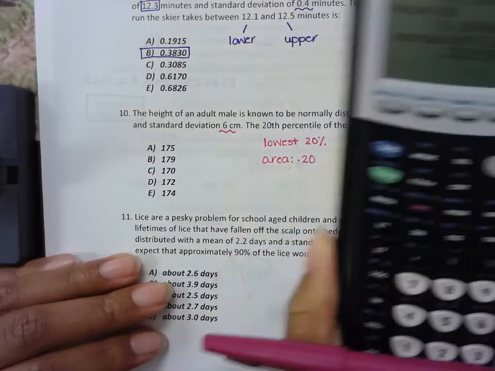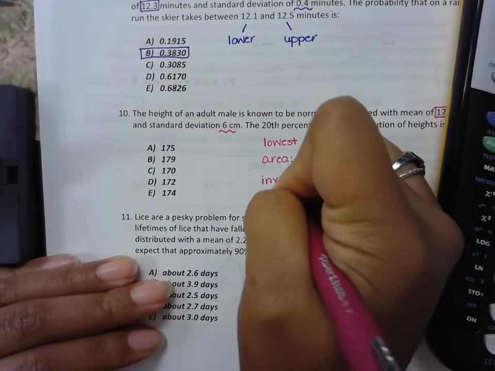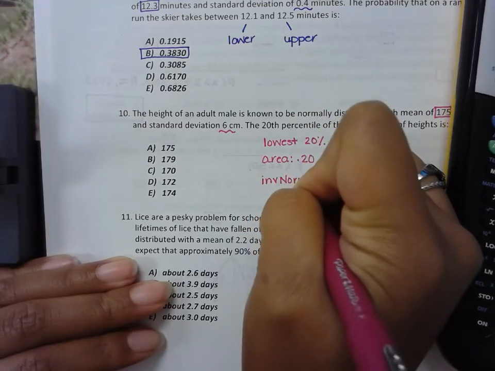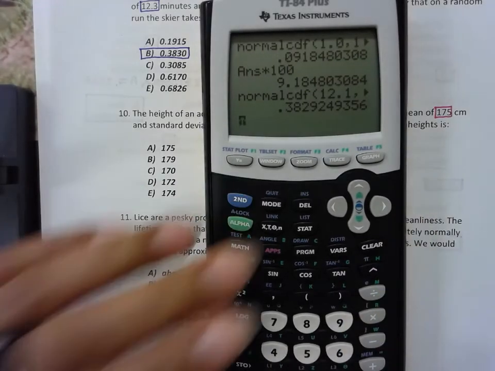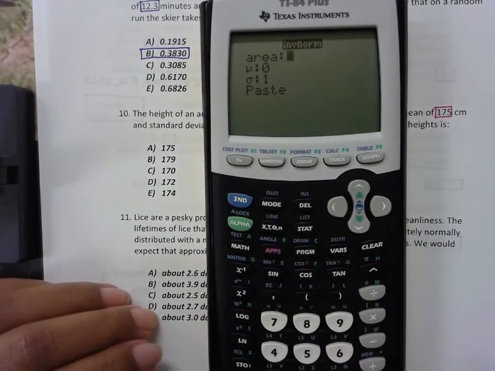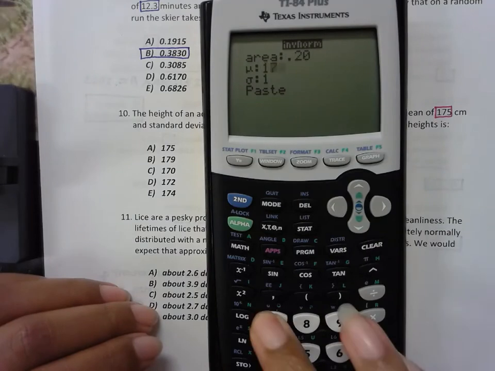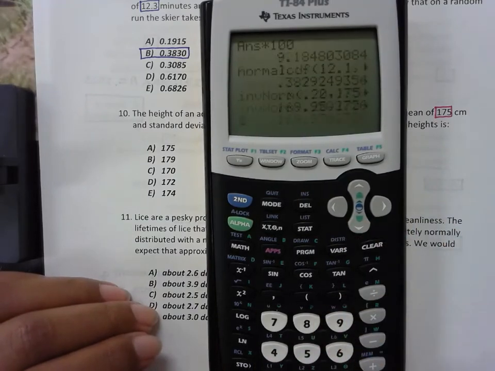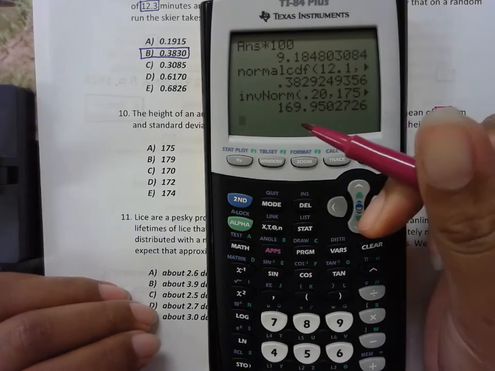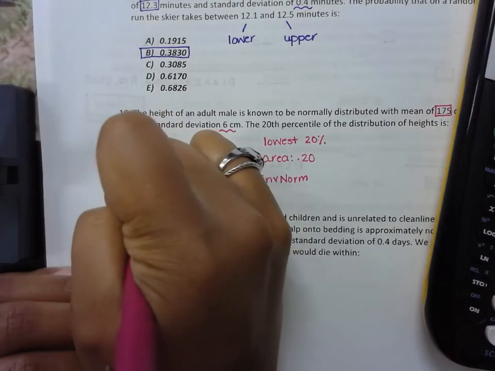I know to use inverse norm in my calculator. Area 0.2 or 0.20. Changing my mean to 175 and my standard deviation to 6. Rounding to the nearest whole number, this becomes 170, which is C.